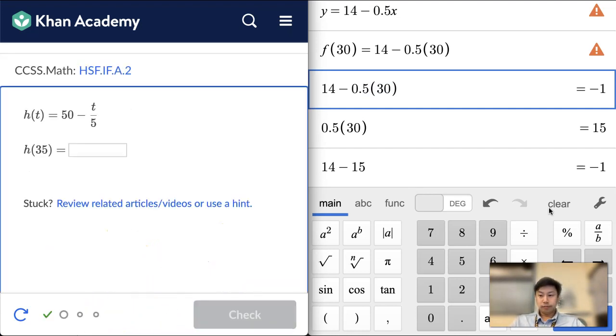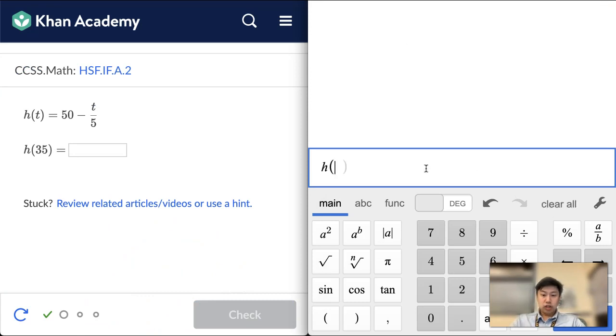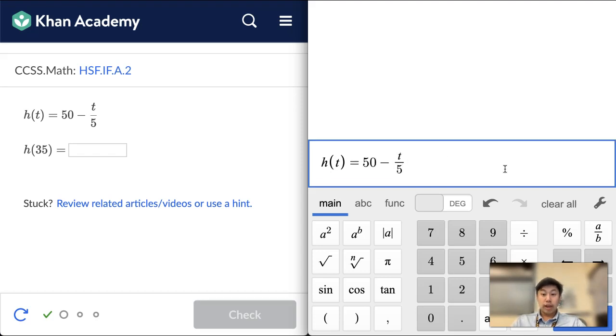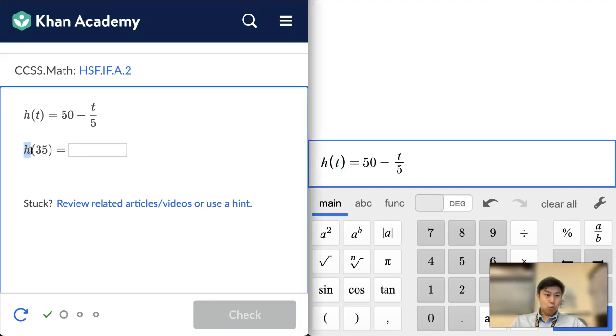Okay, we'll do several more here. So this one we have h of t equals 50 minus t over 5. So we're moving away from just your standard x and y variables. That's also a benefit of using function notation. We can now use any quantity, any unit that we want to represent these variables. So in this case we have h and t. h of t is essentially your y value, and t is like your x value, your input. So it's asking, what's the h value when your t value is 35? What's the y value when your x value is 35?